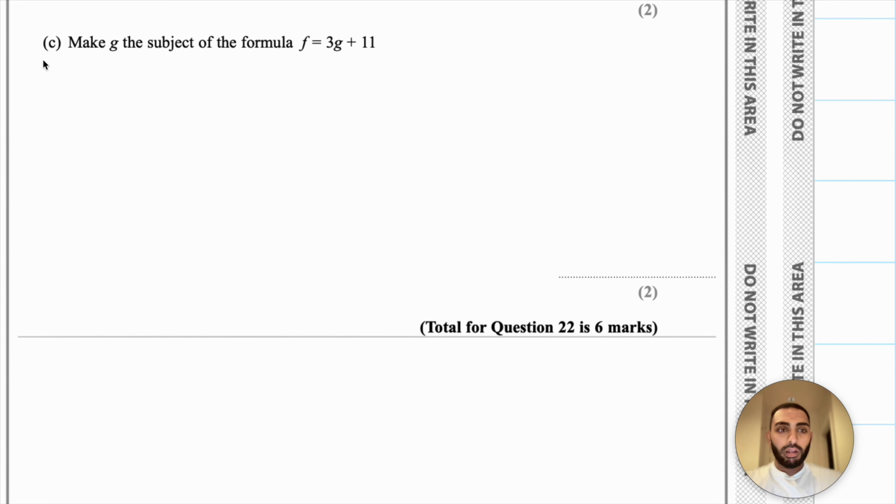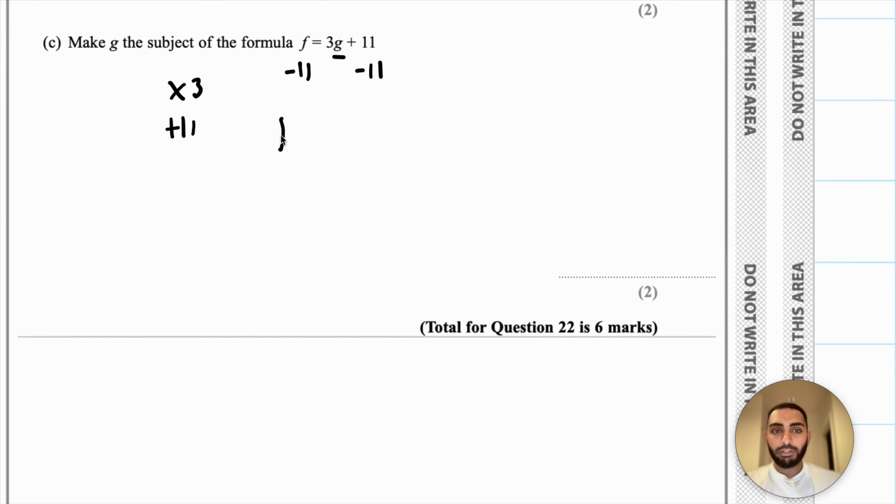And you would. Let's see, make g the subject of the formula f = 3g + 11. If you're trying to make something the subject, we want g on one side and everything else on the other side. So we need to think about what's happening to this g. It's being multiplied by 3 first, because it's next to this 3, and then we're adding 11. So we need to do the opposites of that. We're going to take away 11, we're undoing that add 11. So I'll take away 11 there, and I'm taking away 11 there.